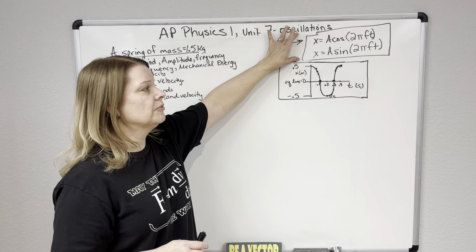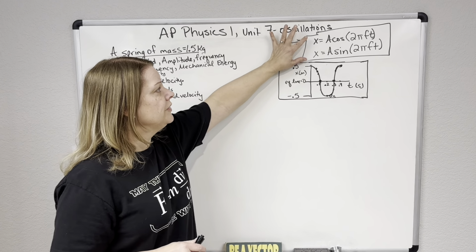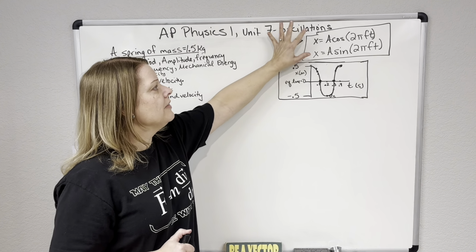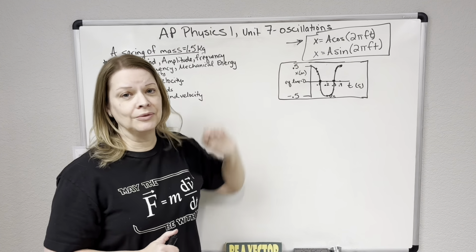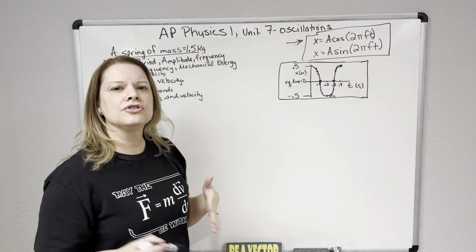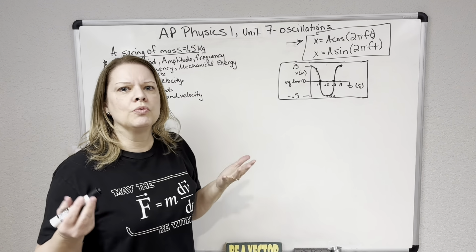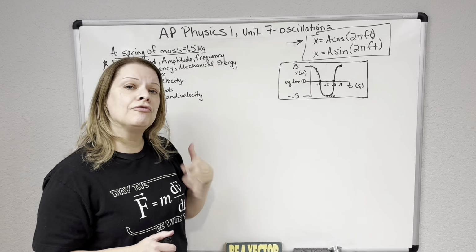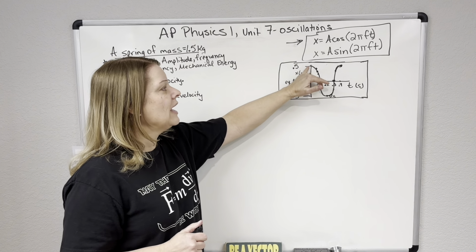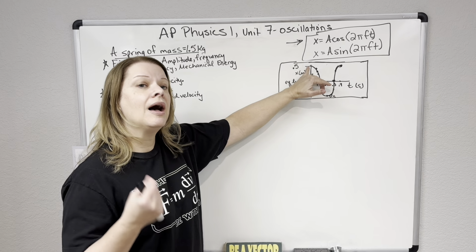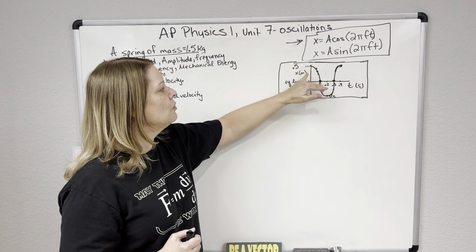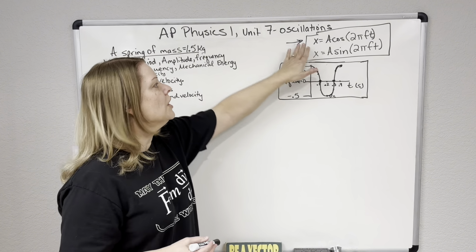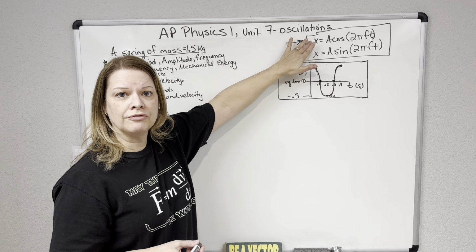On your AP Physics 1 equation sheet, you're going to see these two equations for position. They look very similar, except one's cosine and one's sine. So we're going to have to talk about how do I know which one to use? If they gave you a graph, you're going to know from the graph. If it starts at an amplitude point in the positive, so above the equilibrium line at an amplitude, this is a cosine graph. So we would be using this equation for cosine.